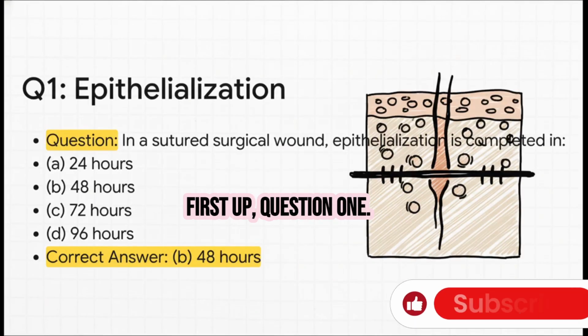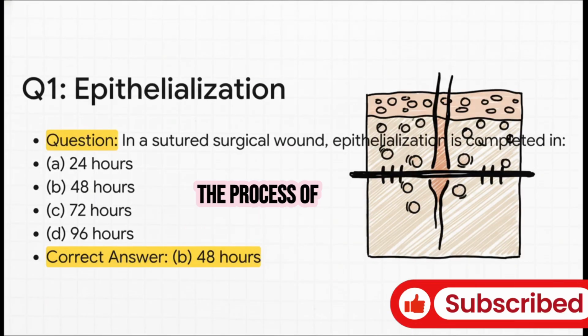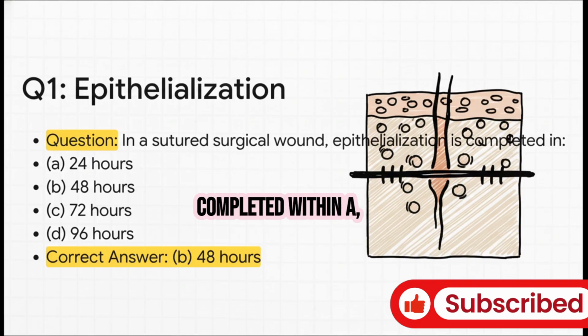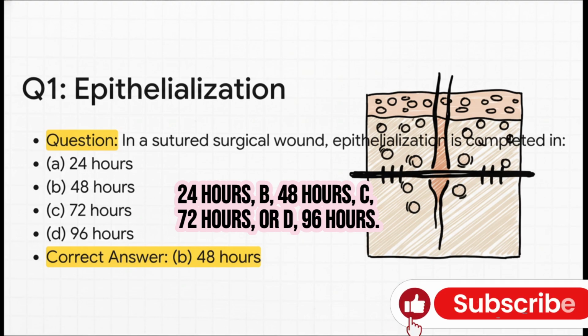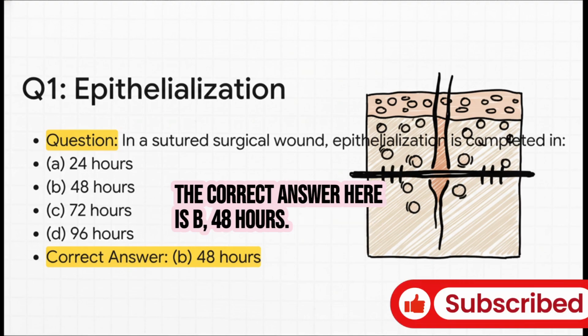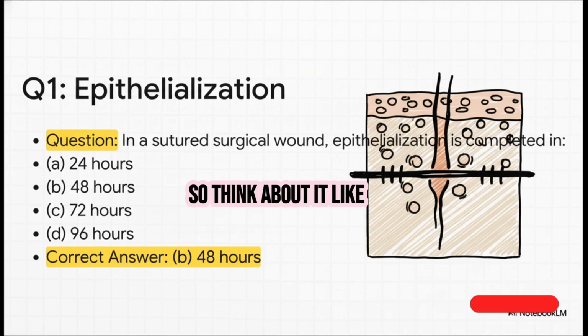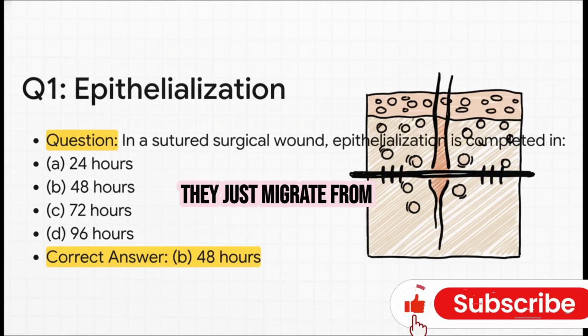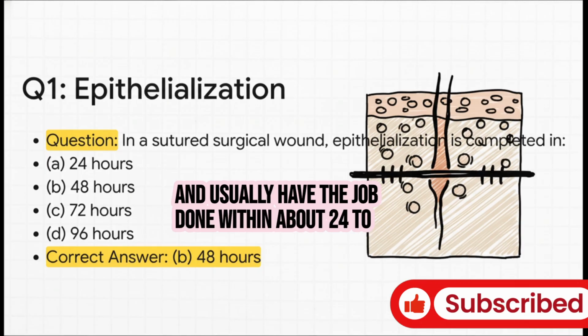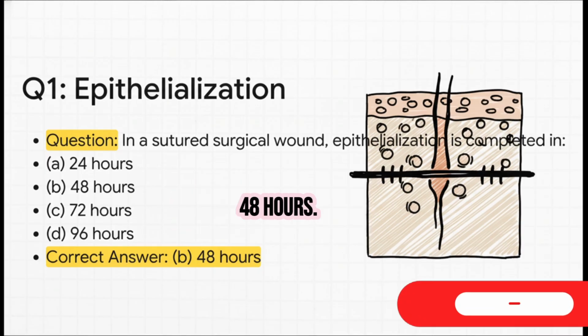First up, question 1. In a sutured surgical wound, the process of epithelialization is completed within A. 24 hours, B. 48 hours, C. 72 hours, or D. 96 hours. The correct answer here is B. 48 hours. So think about it like this. In a nice, clean, sutured wound, those epithelial cells are eager to close the gap. They just migrate from the edges and usually have the job done within about 24 to 48 hours.